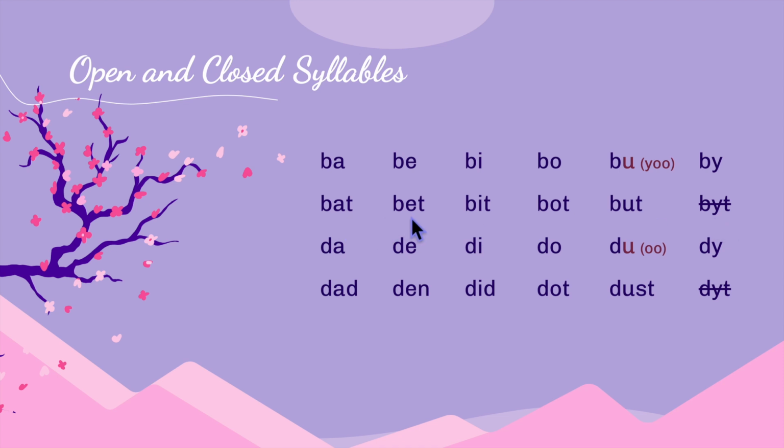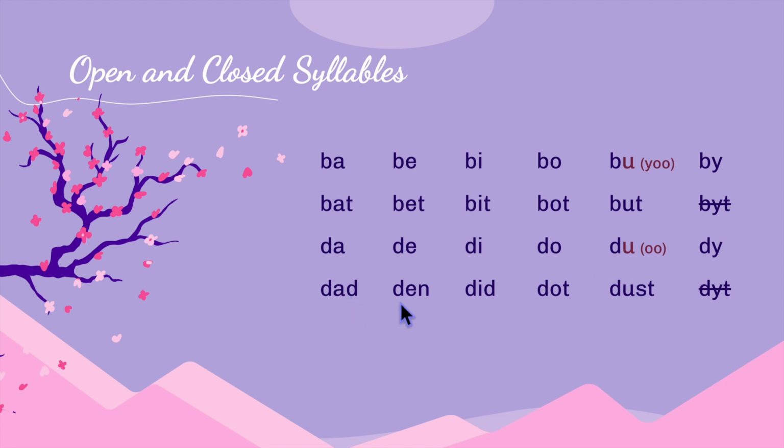So we have bat, bet, bit, bot, but, and byt. This is not actually a real word, but you can still pronounce it. In this row, we have open syllables, so we are going to use the long vowel sound. Day, dee, die, do, doo, and dy. Notice that this uses the U sound, "dew," and this one uses the "oo" sound of long U, "do."